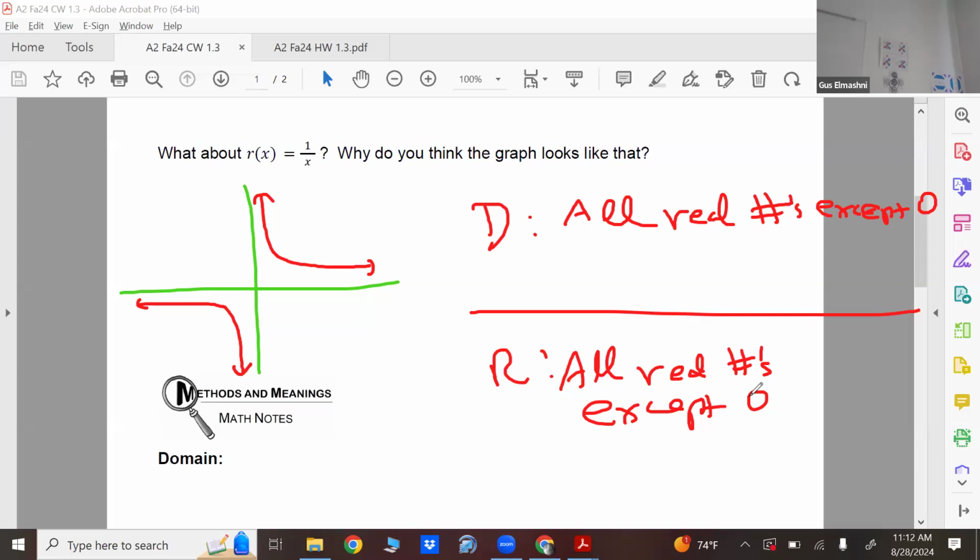Also, the top is stuck at 1. We need the top to be 0 for the whole thing to be 0. So y can't be 0 either. That's why the domain and range are both all real numbers except 0. So you have to kind of think numerically what's happening.